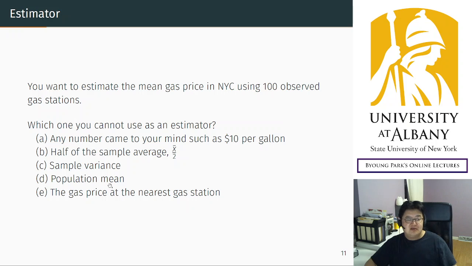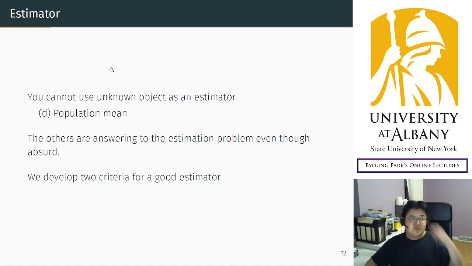The answer is D, the population mean, because it is unknown. You do not know the population. That's why we are doing statistical inference. So the population mean cannot be calculated, and you cannot use that as your tool. It is not available, right? And actually, this is a parameter. It can be a parameter, but cannot be an estimator.